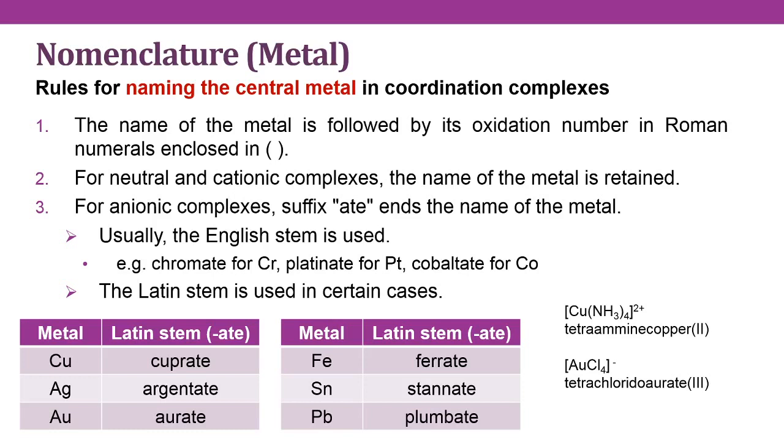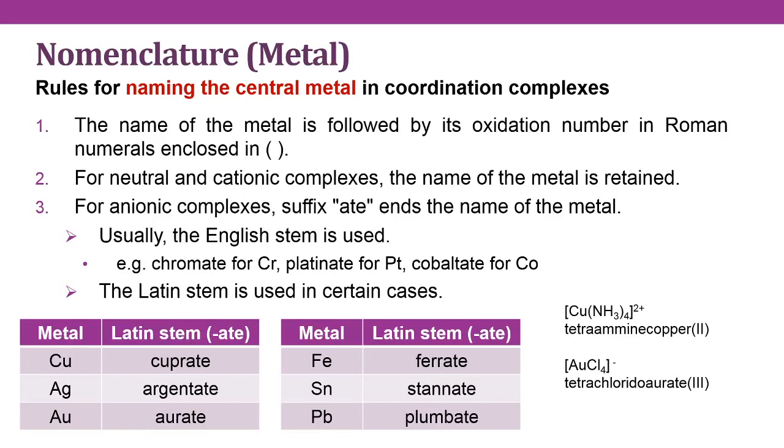So, in the complex [Cu(NH3)4]2+, you name the metal copper(II), and the name of the complex will be tetraamminecopper(II). If the complex is anionic, then the name of the metal is given the suffix ate. So, copper becomes cuprate, silver becomes argentate, and gold becomes aurate. We use the Latin names from which the elemental symbol of the metal is derived and give it the suffix ate. After the metal name, we also place the charge of the metal using Roman numerals inside the parentheses.